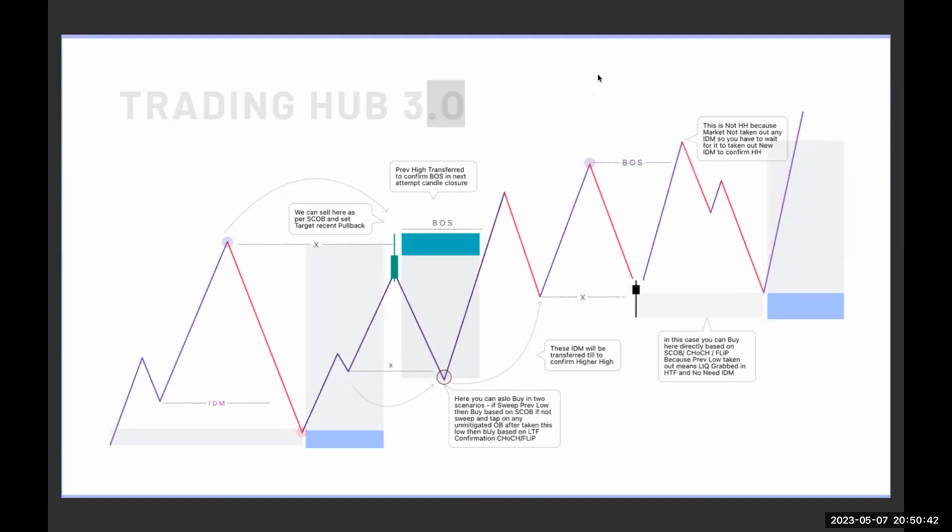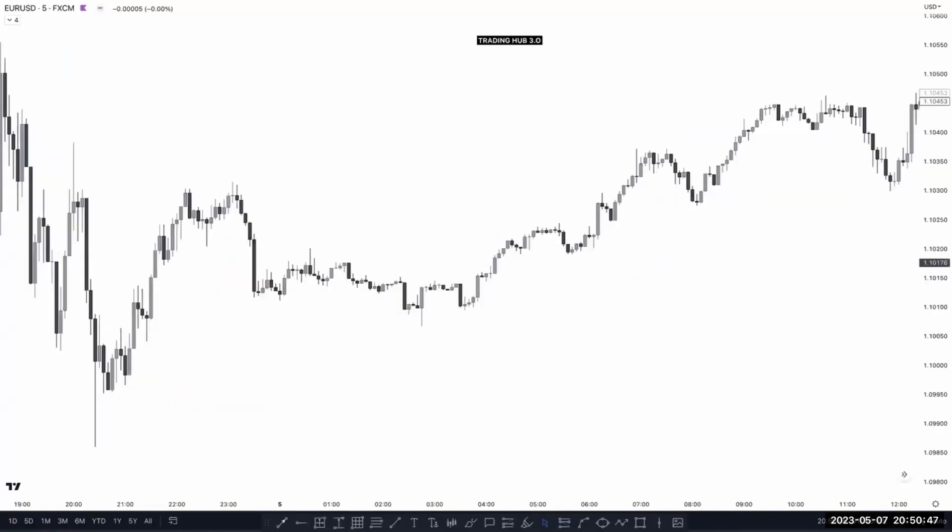Okay. Now I'm going to show you one more different diagram here.